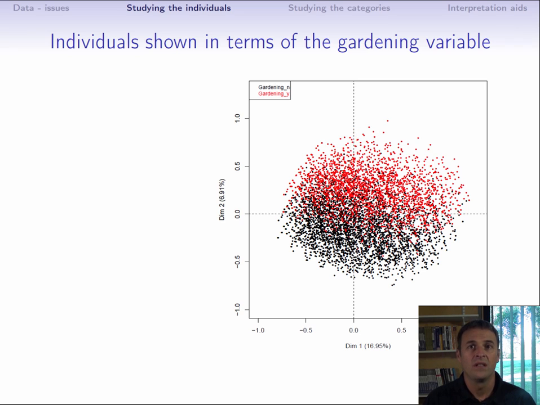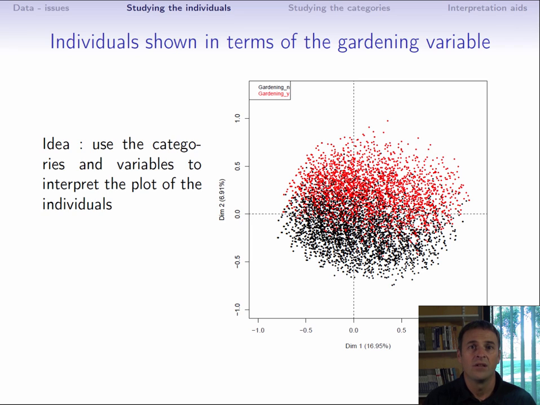Of course, we can do this kind of coloring exercise for each variable, but this quickly becomes tiring. However, this leads us to the more general idea of using the variables' categories, or the variables themselves, to try and characterize and interpret the point cloud of individuals. First, let's think about how we can use the categories of a given variable.